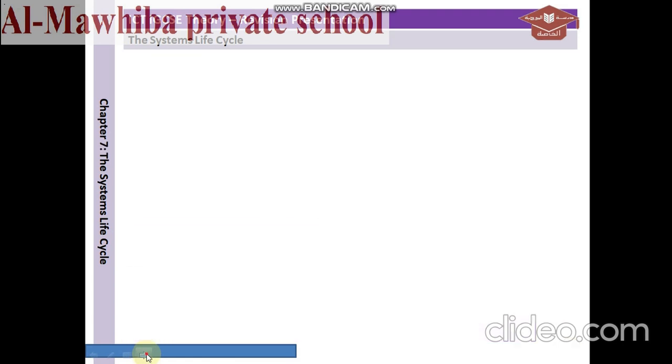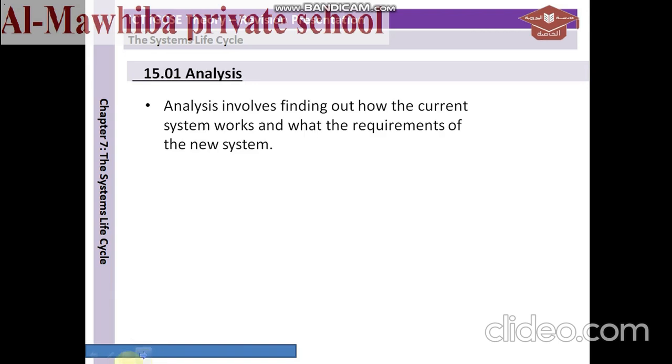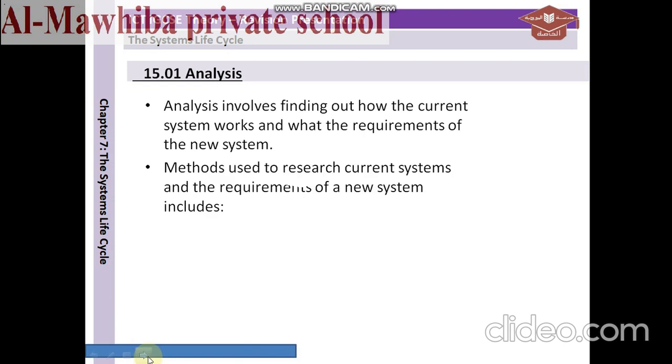Okay, so we are going to discuss the analysis phase in more detail. We all know that analysis involves finding out how the current system works and what the requirements for the new system are, because they are going to analyze our current system. The methods used to research the current system and the requirements of the new system include, what are they? Because we need to gather all the information from the client, we will use a lot of methods to research the current system.